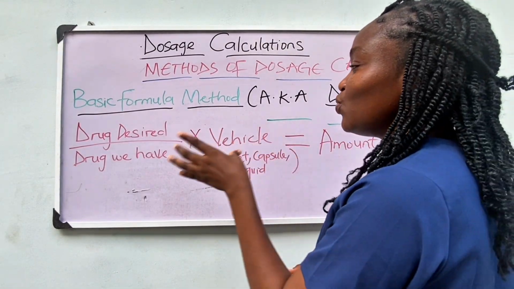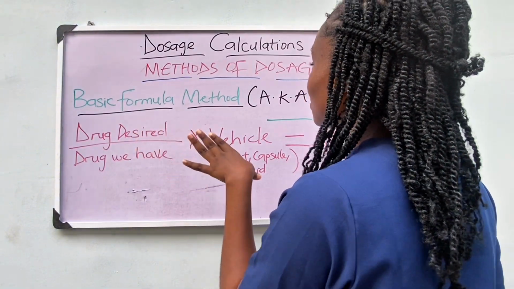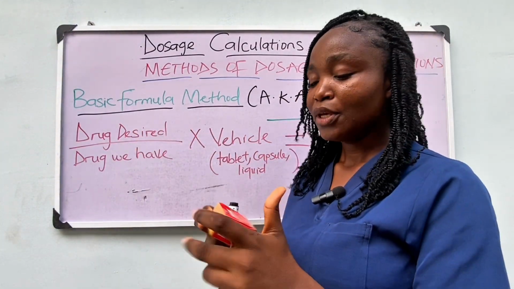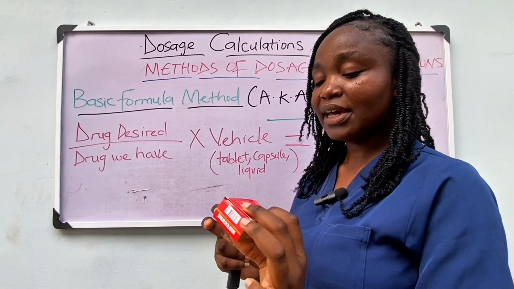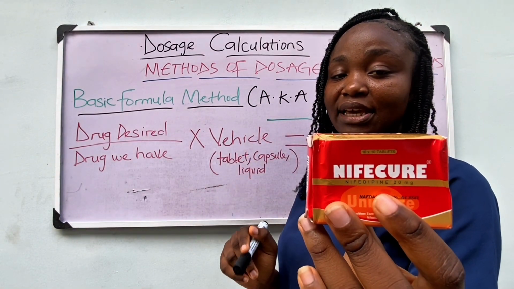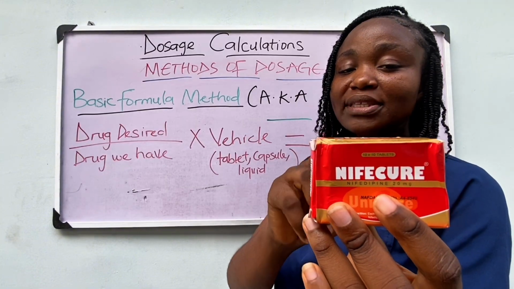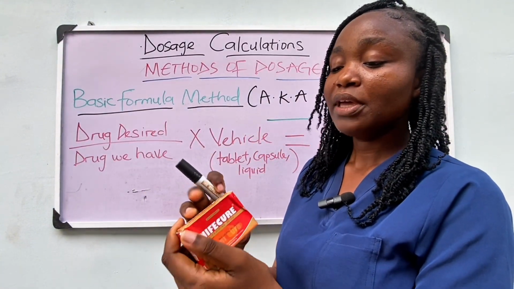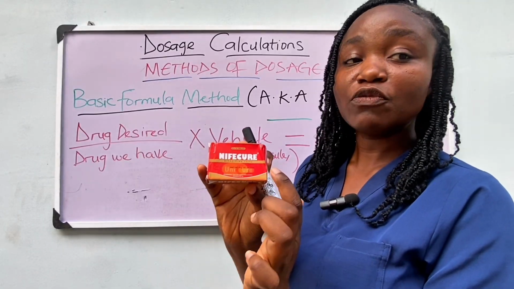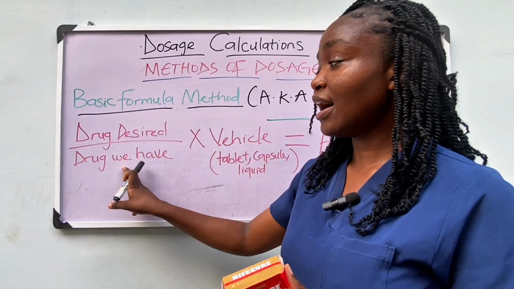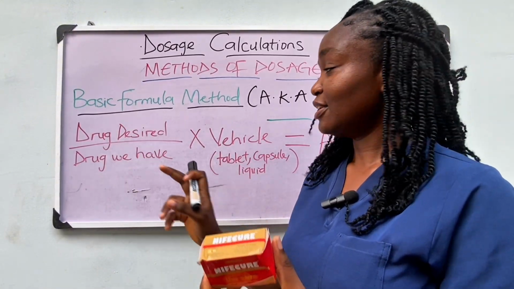So how do we make use of these things to solve a question? Let's come back to my nifedipine example. This is once again my nifedipine pack, and from this pack you can see that each tablet consists of 20 milligram. Now, if each tablet consists of 20 milligram of nifedipine, it means that what we have is 20 milligram.